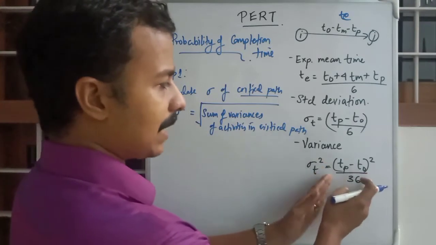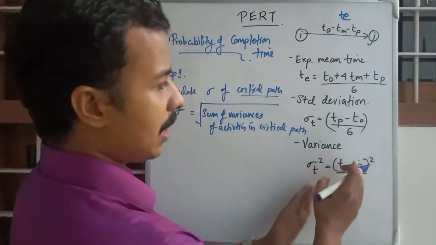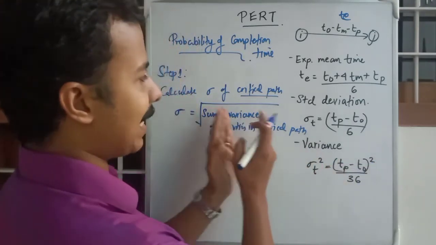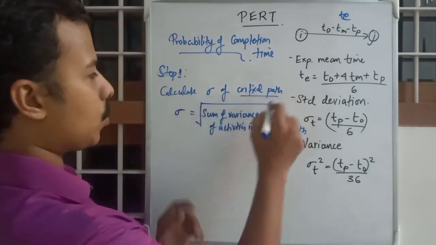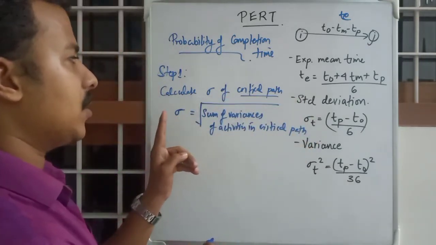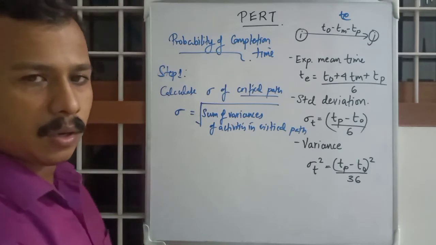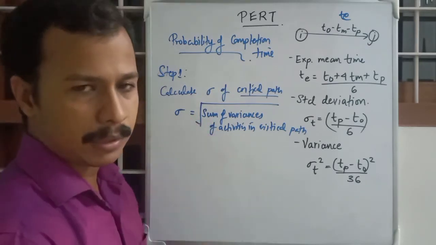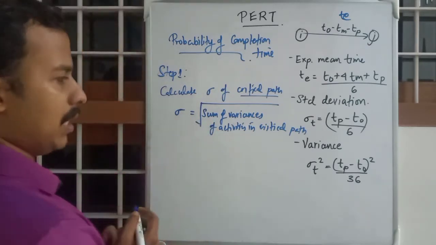So along each activity we will calculate variances, sum them up for all the activities, and take the square root. That will be the standard deviation of the critical path. So that is sigma.